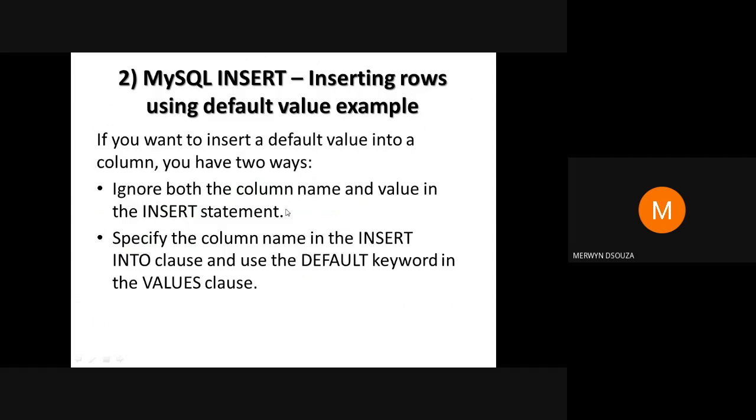So in the second example, let's see how to insert a row using the default value. If you want to insert a default value into a column, you can do it in 2 ways. In the first method, you ignore both the column name and the value in the insert statement. In the second method, you specify the column name in the insert into clause and use the default keyword in the values clause. Now we will see an example of the second method.